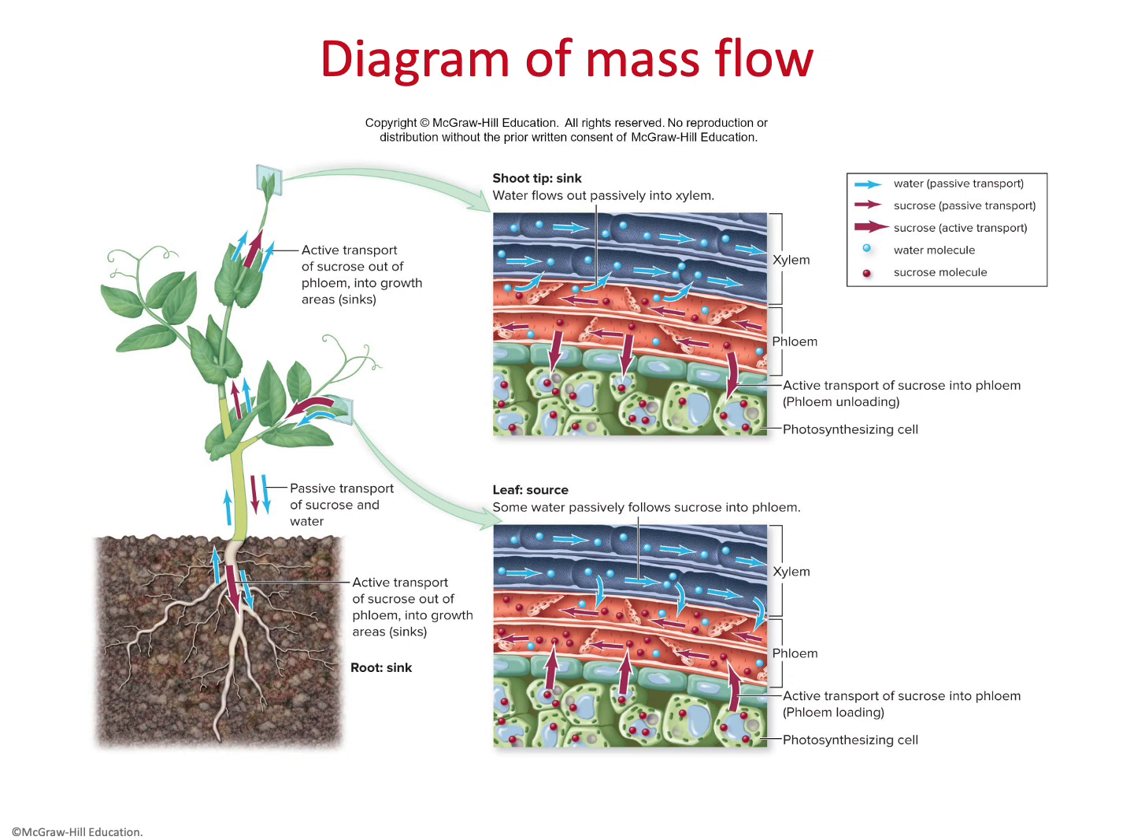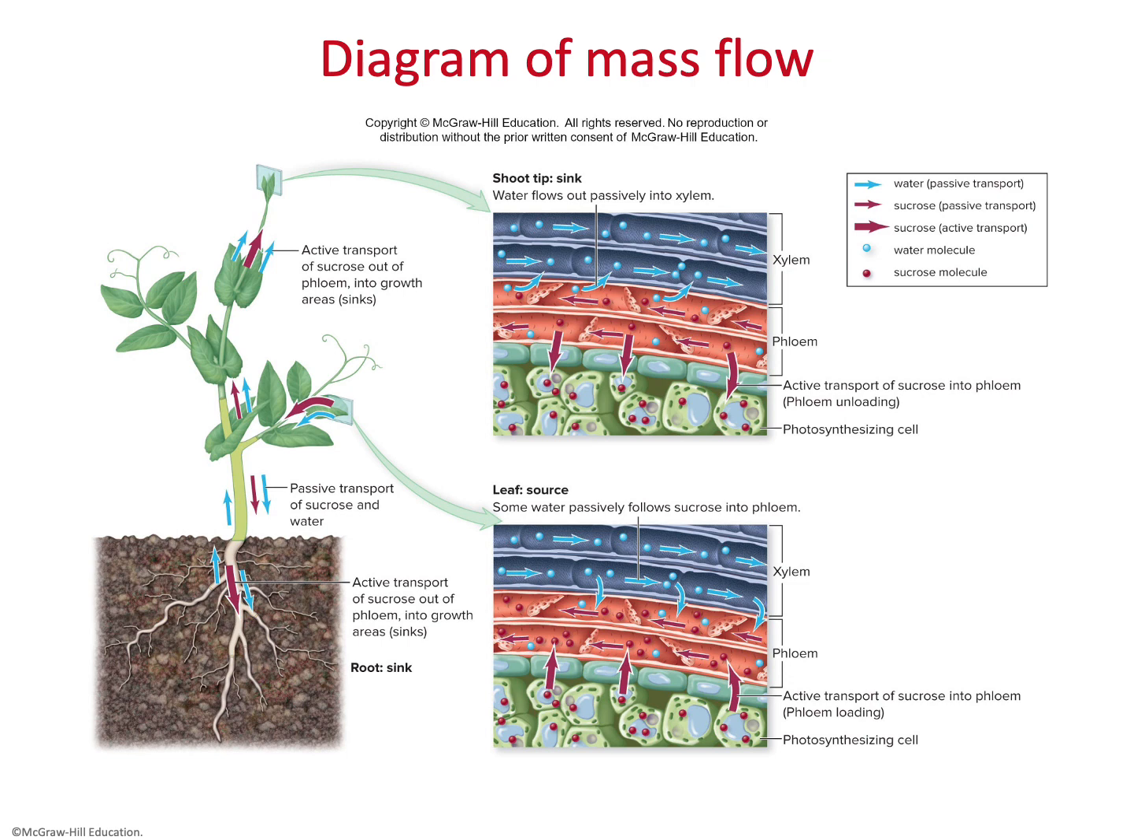Here is another picture, at a leaf, which is a source. Now they are loading the sucrose into the sieve tube elements, and this is an energy-requiring process that needs the help of companion cells.